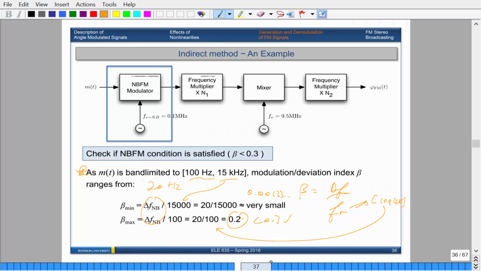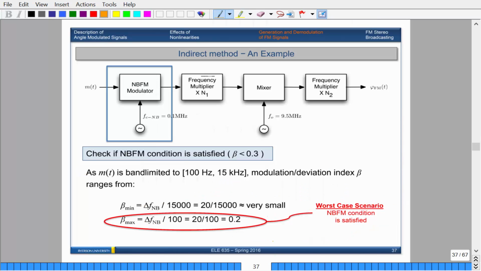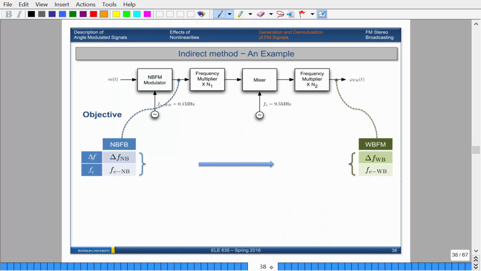So this is the worst case scenario. The range of deviations will go from 0.0013 whatever to 0.2, which is great. All right, so this is the process.